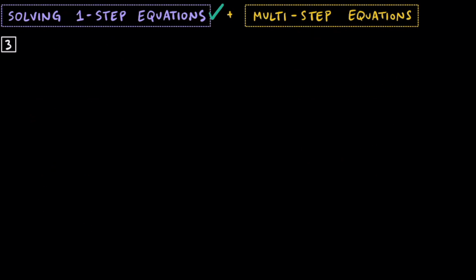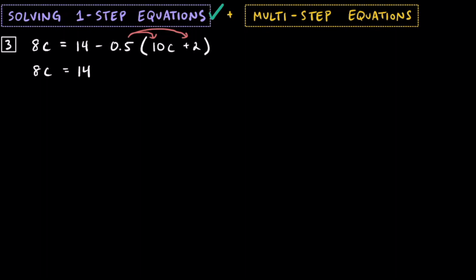For problem 3, let's say we have 8c is equal to 14 minus 0.5, and let's multiply that by the quantity 10c plus 2. Okay, so first thing, let's go ahead and distribute. Again, that's kind of the common first thing to do here because it's multiplication. So we're going to multiply before we add or subtract. So we have this 14, and then what's half of 10c? That's 0.5 of 10c, that's going to be 5c. And then half of 2 is going to be a minus 1 here. Again, it's a negative 0.5 that's being distributed there.